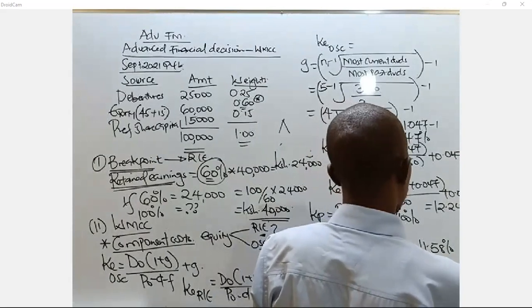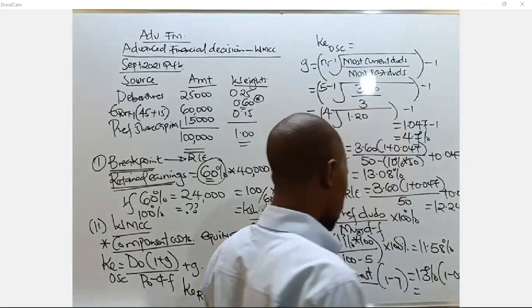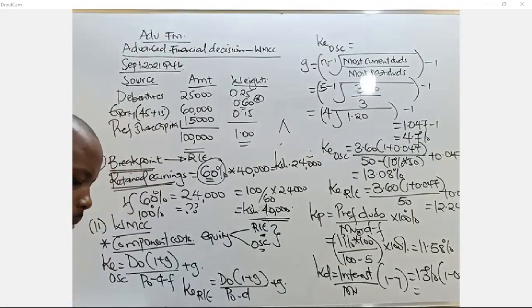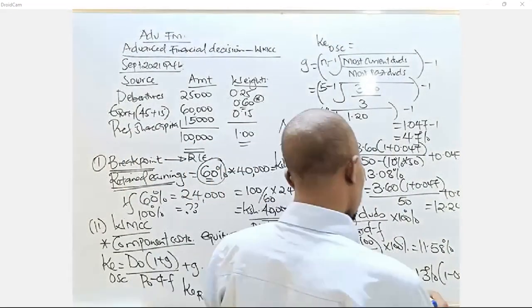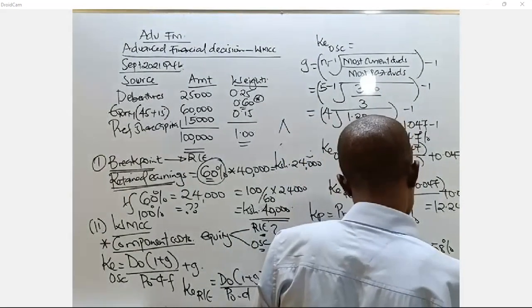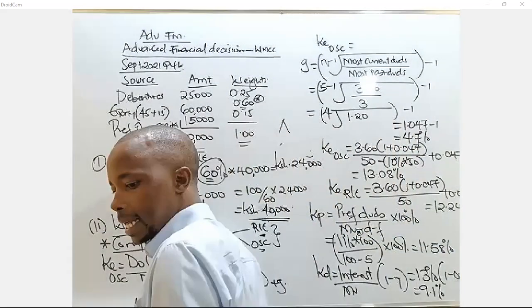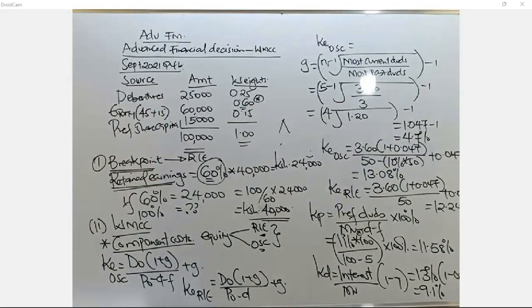Then you adjust for tax of 0.3. So how much is this? So 0.13 multiplied by 0.7, getting around 9.1%. That is how you normally use when you are computing.